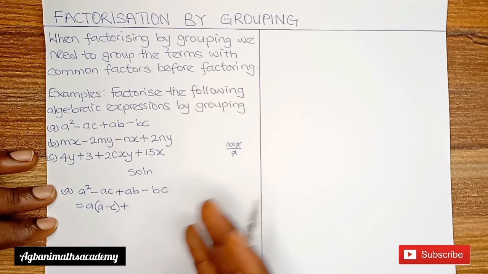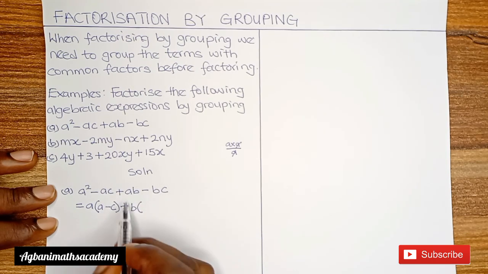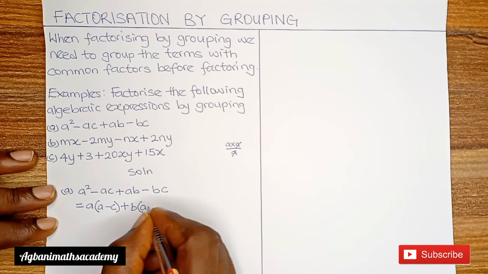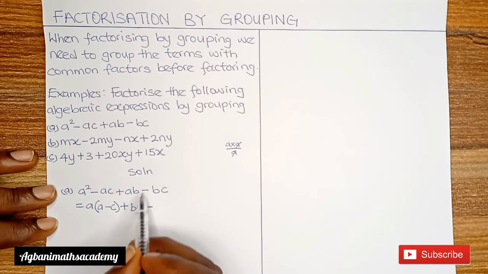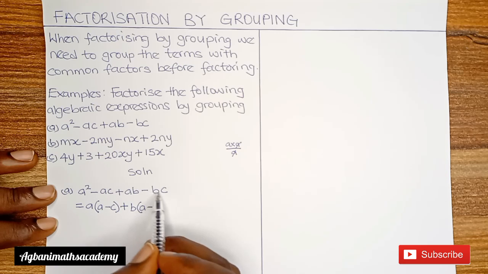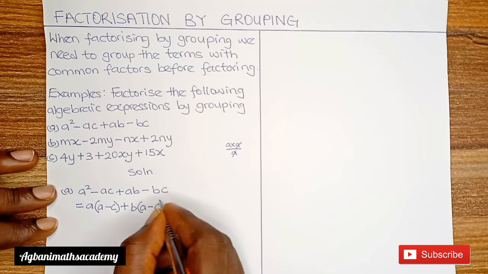ab and bc, what is common? b is common, so we bring it outside the bracket and we open the bracket. ab divided by b, b is going to cancel out b, so we're going to have a. We bring the minus sign down. Why do we bring the minus sign down? Minus divided by plus is going to give us minus. That's the reason for this minus sign. So we have bc divided by b. b is going to cancel out b, so we have c.